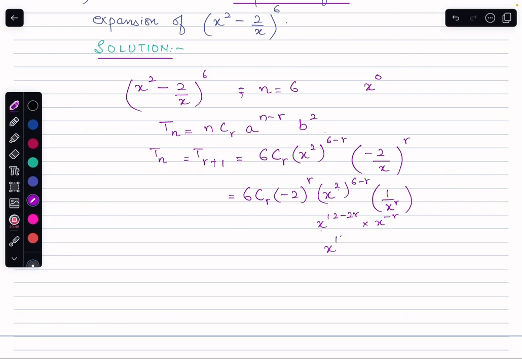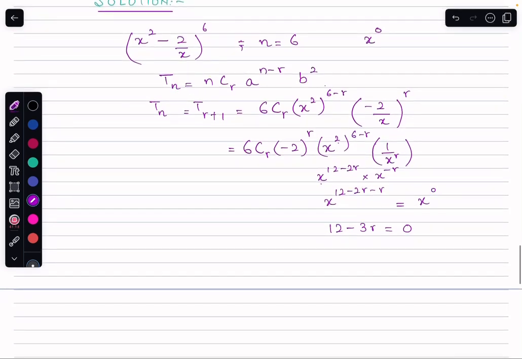So I can say this is 12 minus 2r and a minus r here. I want x to the power 0 because the term should be independent of x. Therefore, x should be having the power as 0. So I will be equating this to x to the power 0. Bases are the same, so this becomes 12 minus 3r, which shall be equal to 0. From this equation, I will be finding out my restriction value, and I can say that 12 equals 3r, or r equals 12 divided by 3, giving me a 4. So my restriction is 4.